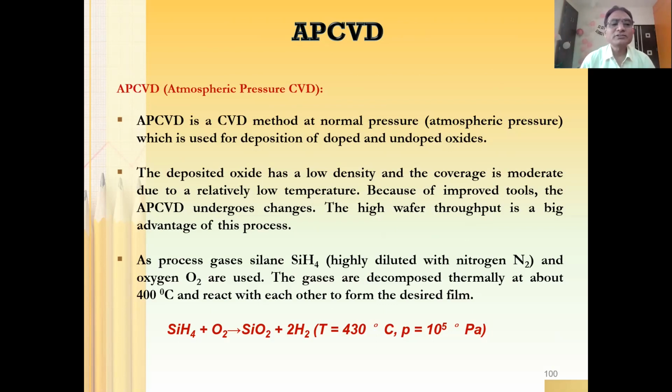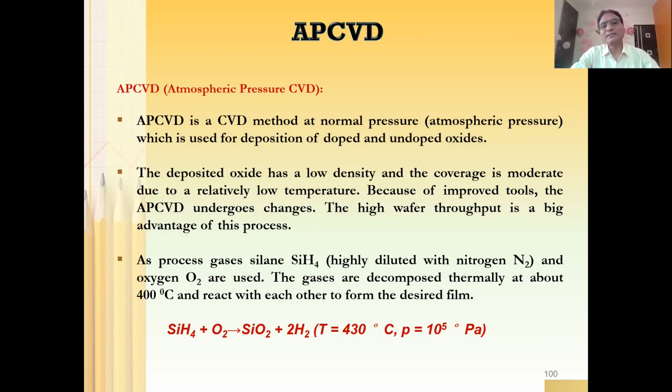Okay, so first of all, atmospheric pressure CVD. In fact, whatever CVD machine we have developed in our research laboratory is an atmospheric CVD machine. But I thought let me give you some additional glimpses of the APCVD machine. So APCVD is a CVD method at normal pressure. That is why it is called atmospheric pressure, which is used for deposition of doped and undoped oxide.